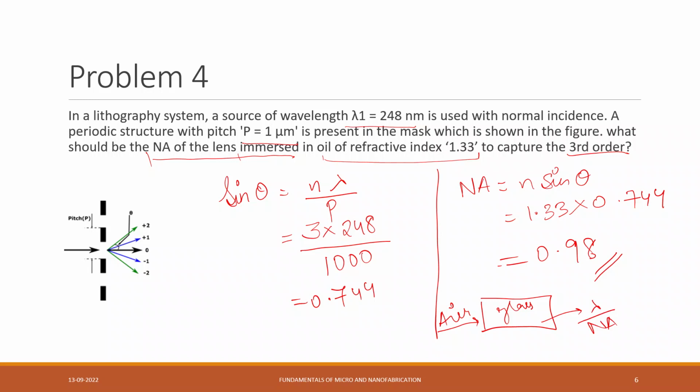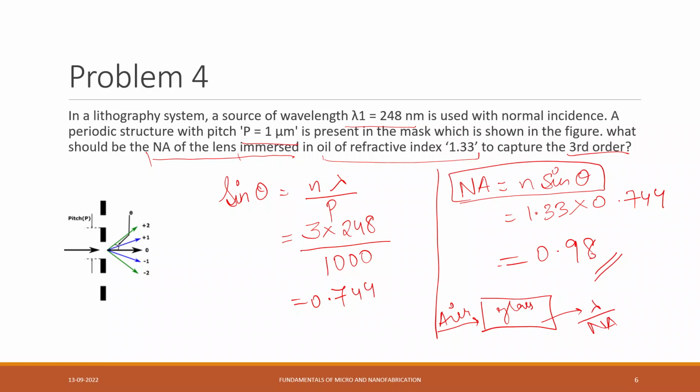The question is how the resolution will improve when n is changed. The numerical aperture defines how much of the light is captured by our lens. If you have a bigger lens, you will capture more light, more orders of diffraction patterns. So that's how it works. The numerical aperture is directly proportional to the refractive index.